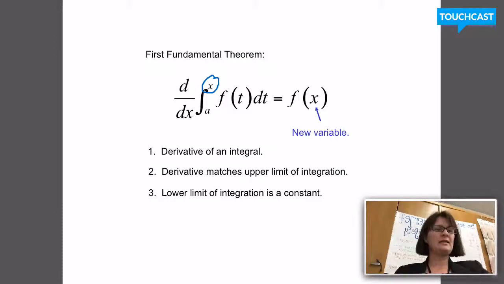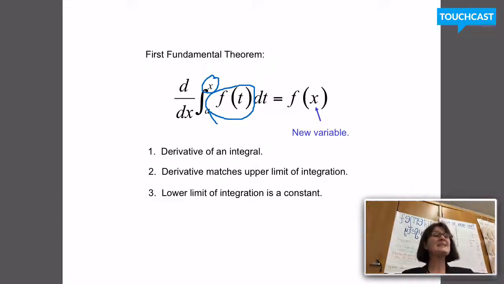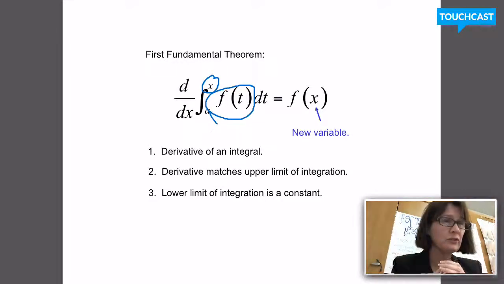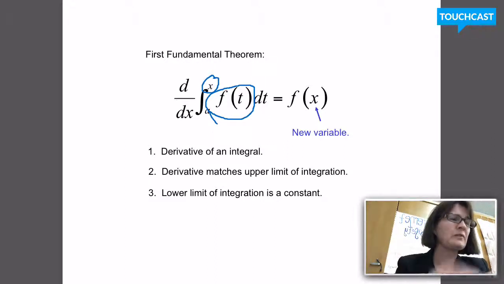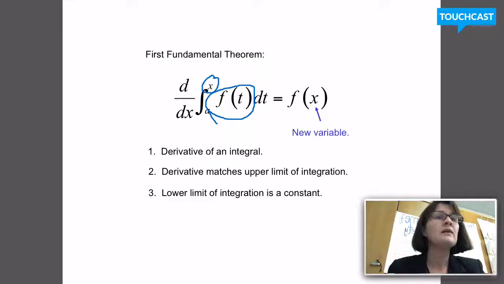What happens is the inside of that integral, which we call the integrand, the f function in this case, is the output. The derivative and the integral undo each other, and what's left behind is whatever function was inside the integral. It's just that its variable changes to whatever that upper limit was. So the derivative with respect to x of the integral from a to x of f of t dt is f of x. The derivative and the integral undo each other.